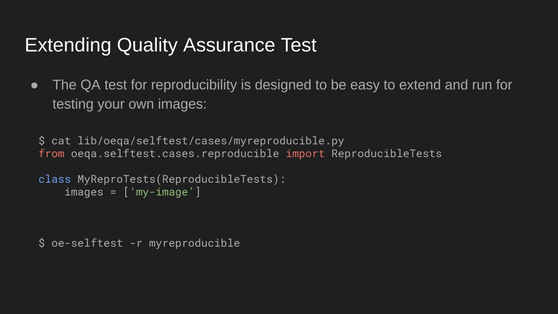So you can put this 3-line Python file into one of your layers, and then run this OE self-test command, and that will test that your my image is reproducible. It does take a long time to do this because it has to do 2 almost full builds. I think it does at least 1 full build of everything, and then I think it allows the second one to come from SState, or you might be able to control that.